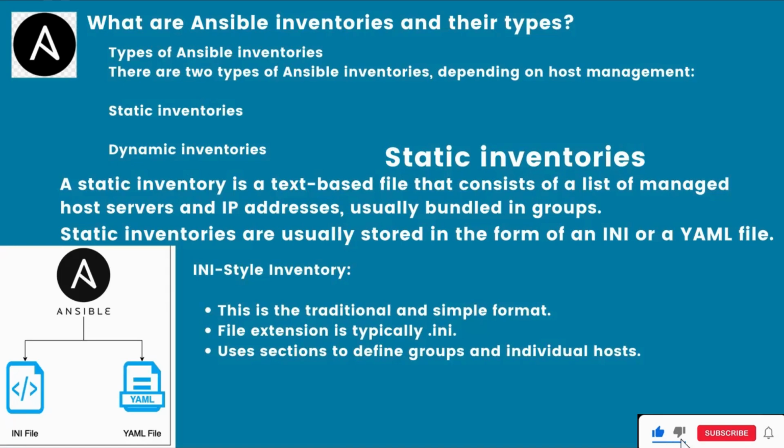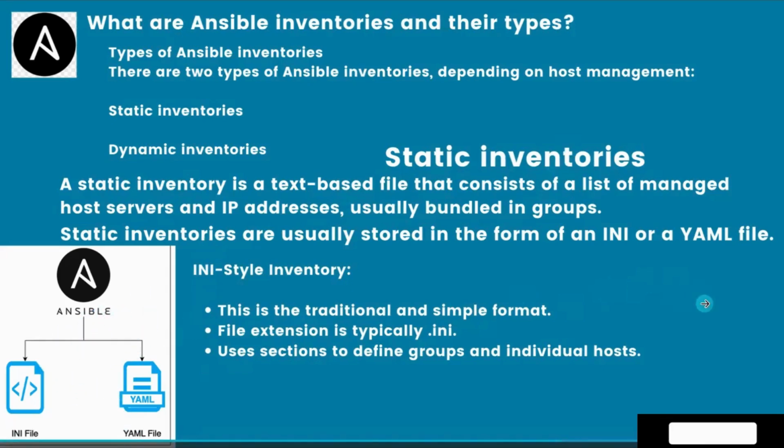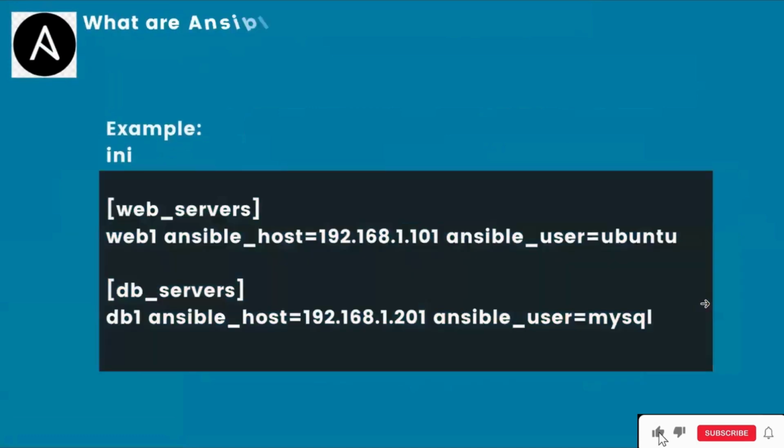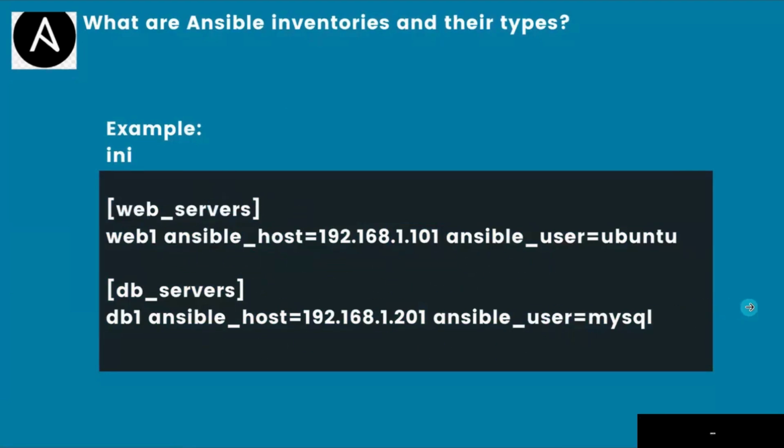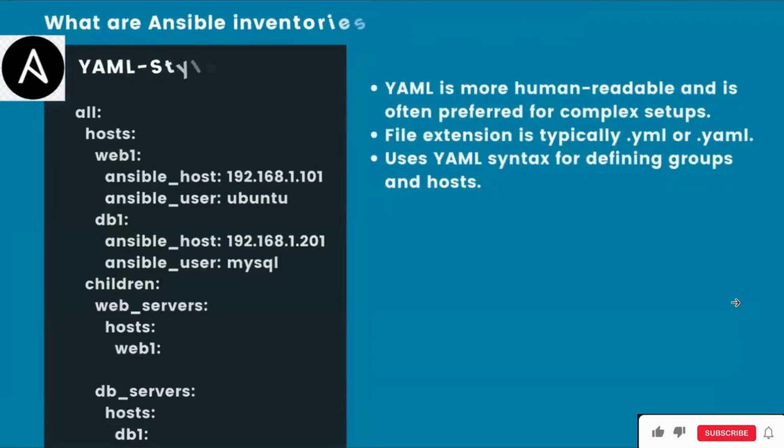The file extension is typically .ini. It uses sections to define groups and individual hosts. So you see here, .ini or YAML file, these are the types of static inventories, right? Moving to the next: inventory file example. So here is an example INI file for a web server. You just create one file, and you give all the information over here in a simple way, in a text format, you can say.